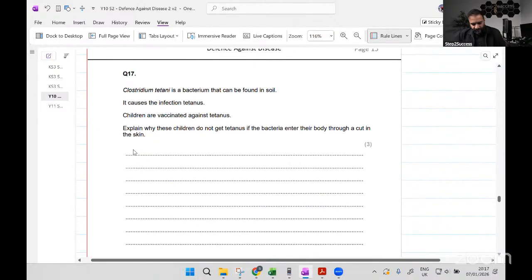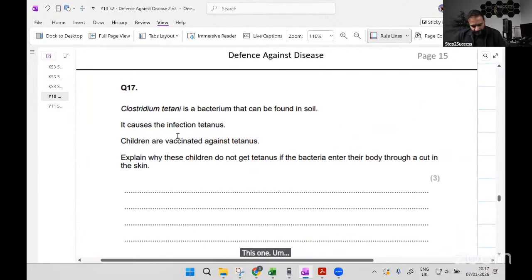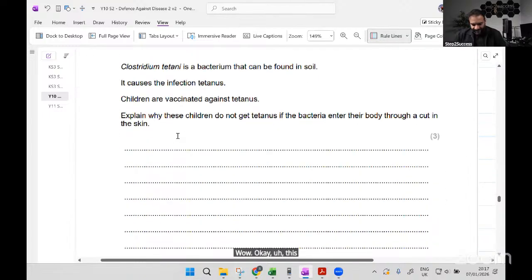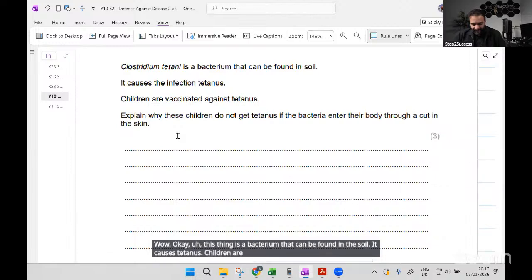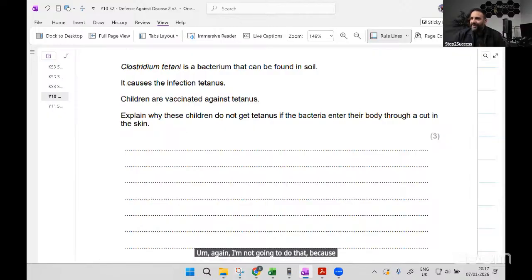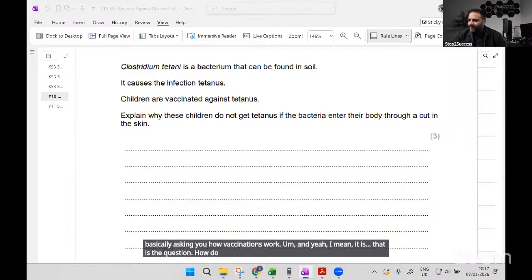This one. Wow. Okay. This is a bacterium that can be found in soil. It causes tetanus. Children are vaccinated against it. Explain why these children do not get tetanus. Again, I'm not going to do that because the question is basically asking you how vaccinations work. That is the question. How do vaccinations work? We should be comfortable answering that question.